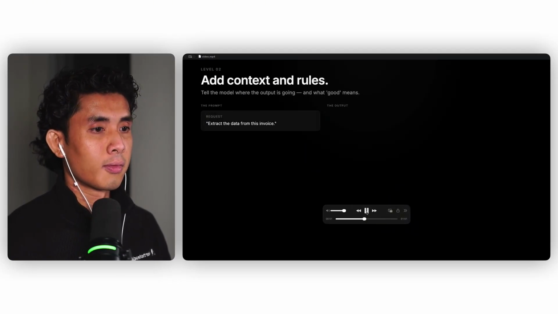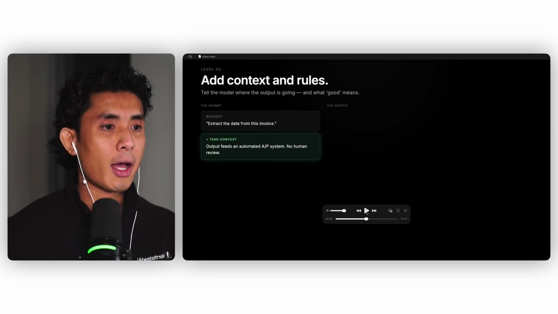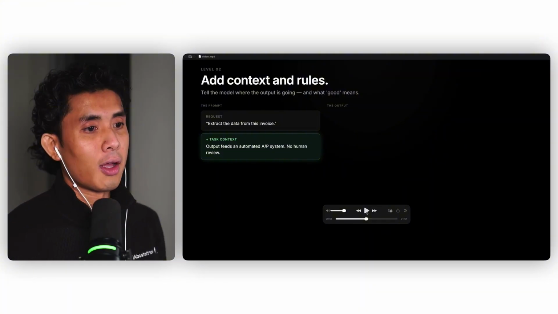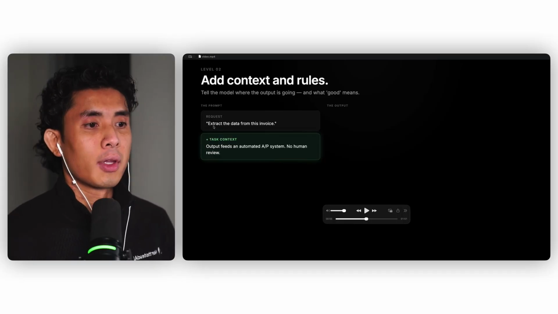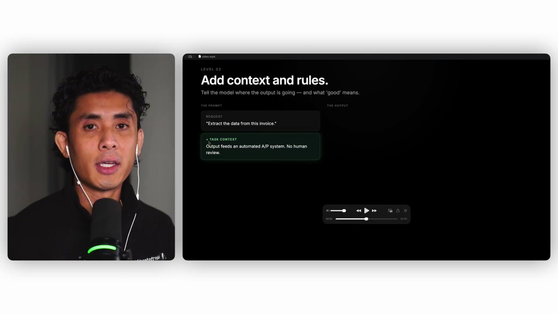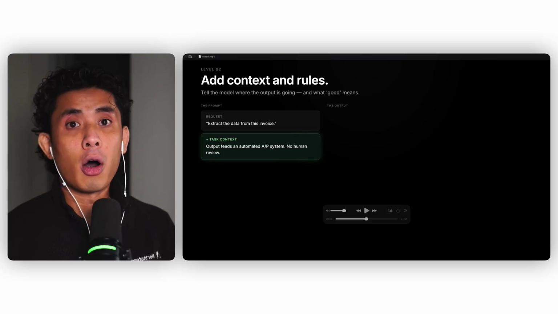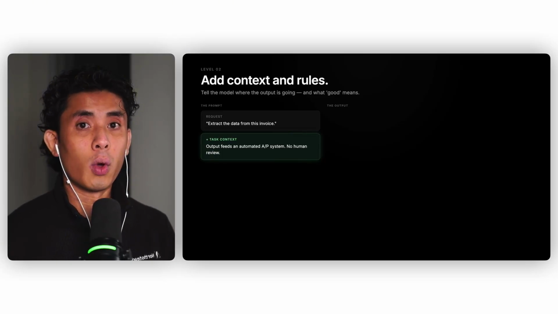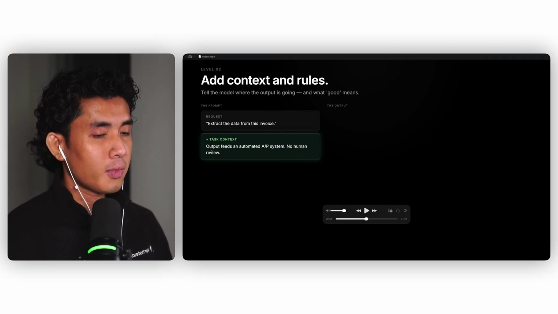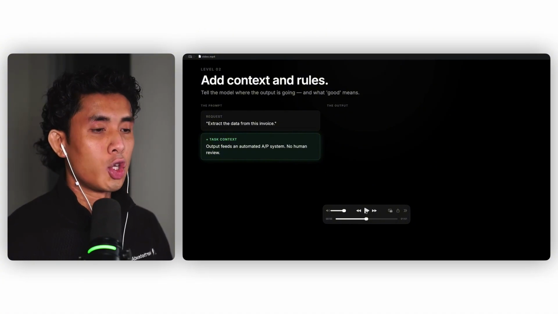Now, if we jump to level 2, let's try and think about how we improve the prompt. Well, originally, all we said was, hey, extract the data from this invoice. Well, you know what? Actually, let's add a little bit of task context to this prompt so that the model or LLM understands what we're trying to accomplish or what this is even for. So I'm going to add, hey, this output feeds an automated accounts payable system. There's no human review.